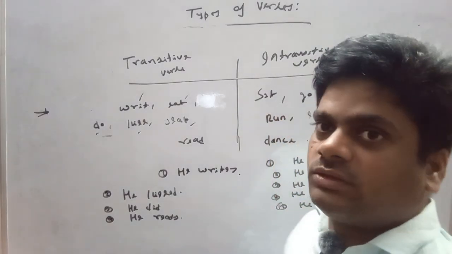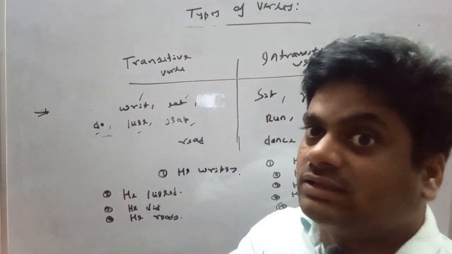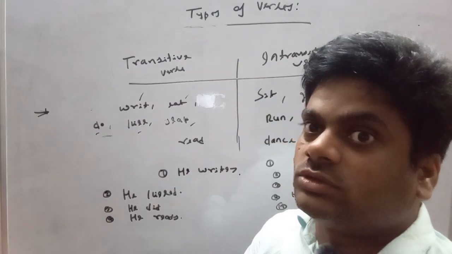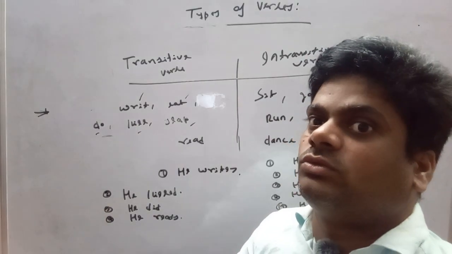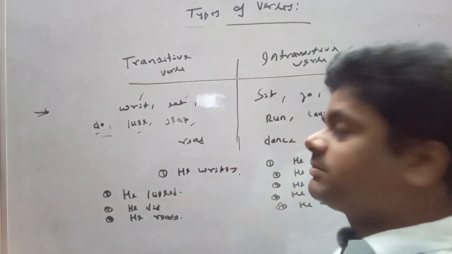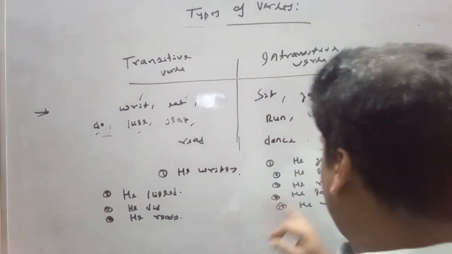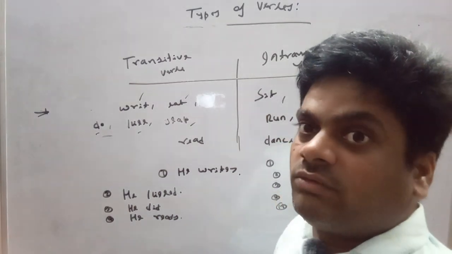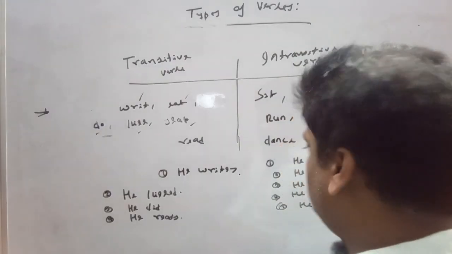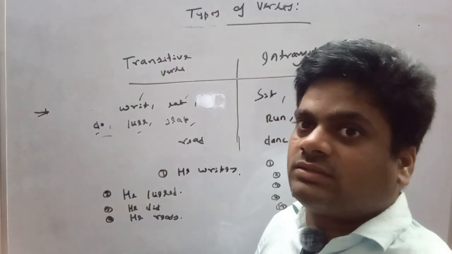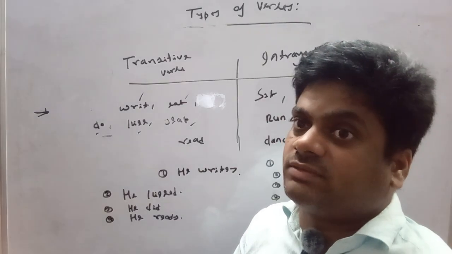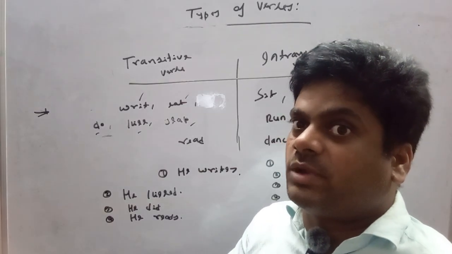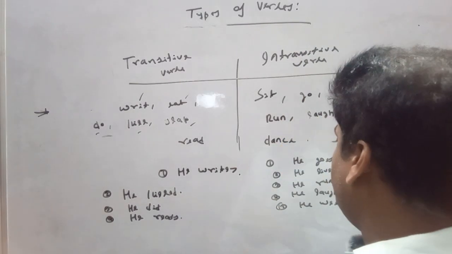He goes. We cannot ask this question, what he goes. We would ask this question, where does he go? He leaves. Where does he leave? He runs. Where does he run? Why does he run? And their answer would not be a noun or pronoun, but their answer would be an adverb of place, adverb of reason.